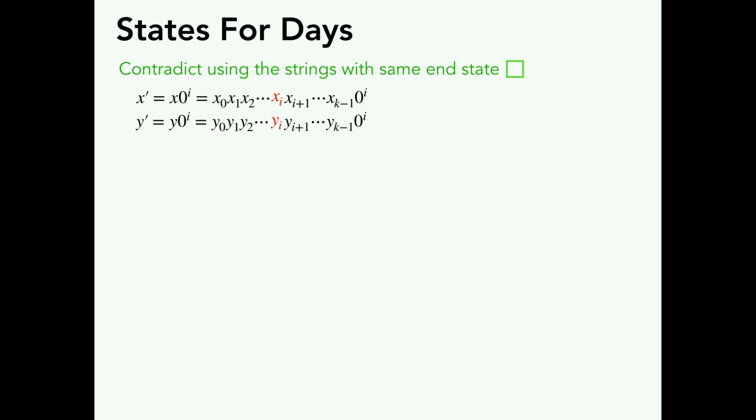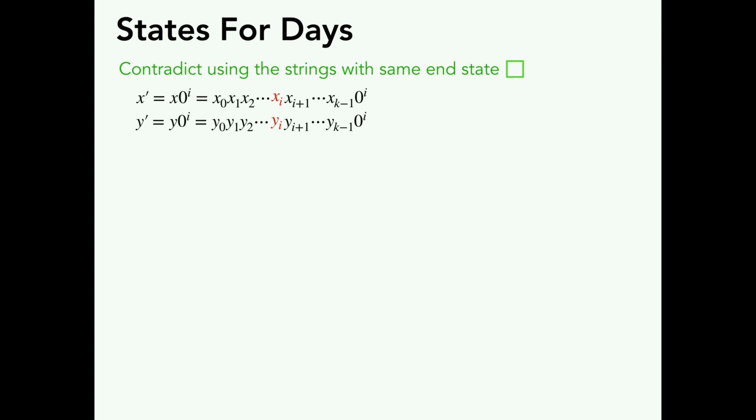And finally, x prime and y prime are just x and y with i zeros appended to the right of them. The reason we define them is because they have the convenient property that x sub i is k characters from the right of x prime, and y sub i is k characters from the right of y prime.